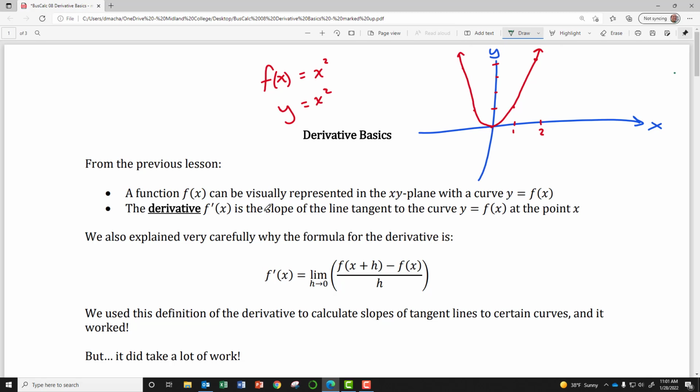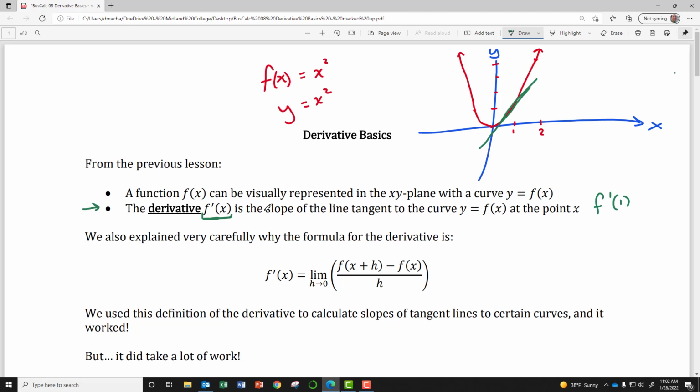And then second, the derivative, which we use f prime of x to represent, is the derivative of that function f of x. The derivative is the slope of the tangent line to the curve at any point x. Right, so if I write, for example, f prime of the number 1, what that's referring to is the slope of the tangent line to the curve at the point x equals 1.